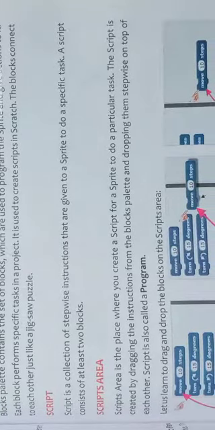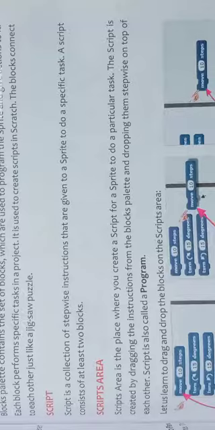What is a script? A script is a collection of stepwise instructions that are given to a sprite to do a specific task. A script is like the whole dialogue, all the dialogues that a particular character is to deliver in the project or in the drama.